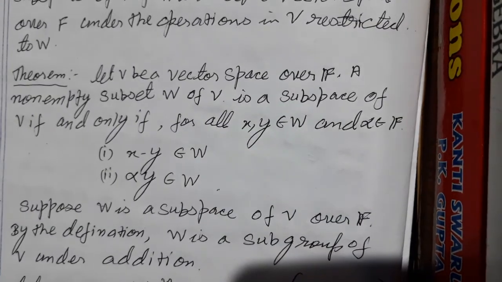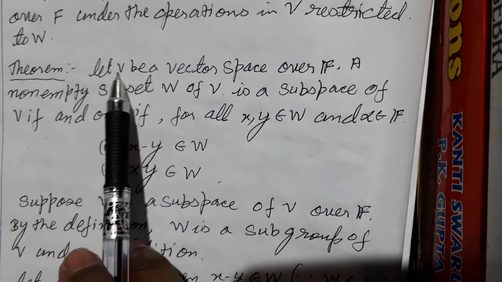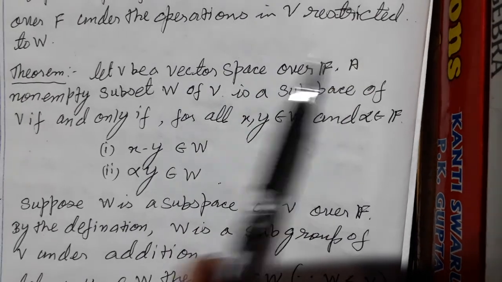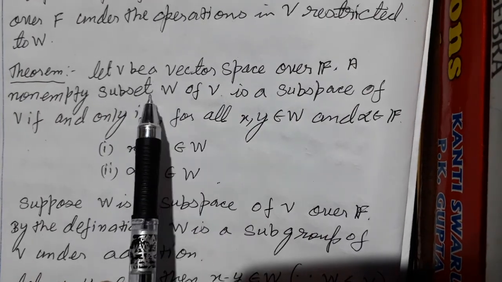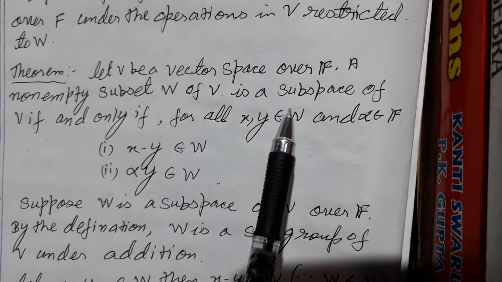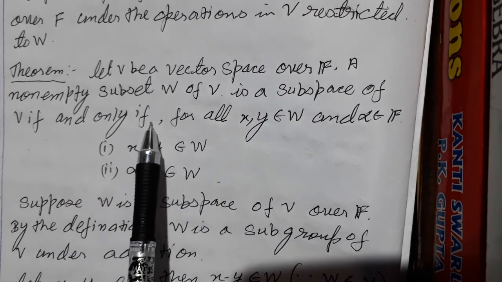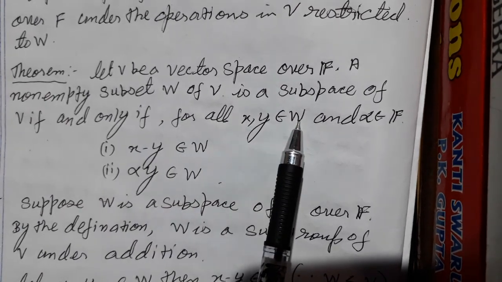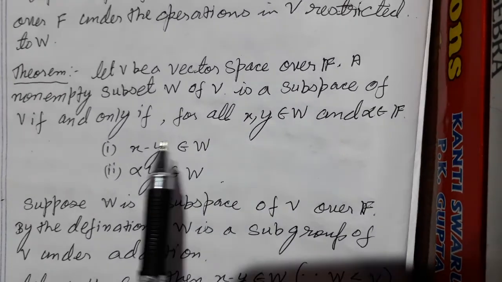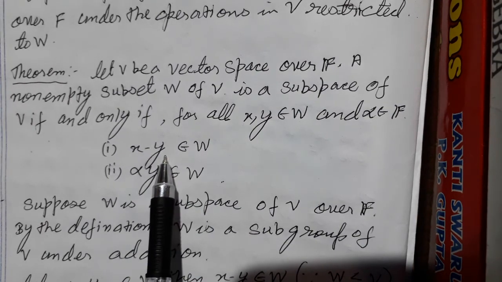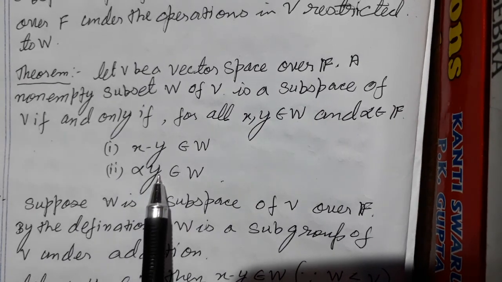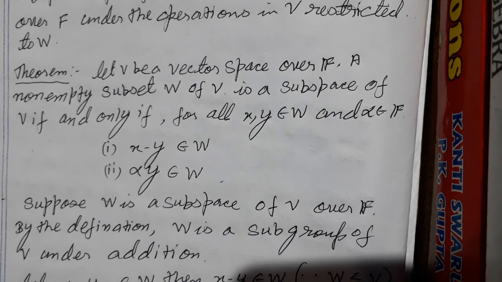So we have this theorem now. We'll try to prove this theorem. Let V be a vector space over F, and take a non-empty subset W of V. Then W is called a subspace of V if and only if for all x, y belonging to W and alpha belonging to F, first, x minus y belongs to W, and second, alpha times y belongs to W. So let us prove this theorem.